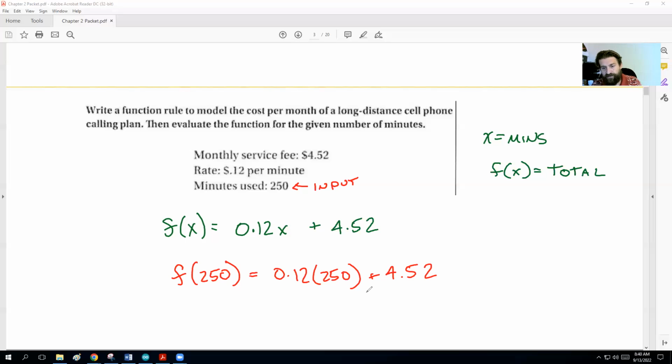Let's see, I know that'd be 25 plus 2% of 250, which is probably 5. So I think it's 30, but let's see, 250 times 0.12. It is 30. And then plus 4.52. Well, that's easy. That's 34.52 is our total.